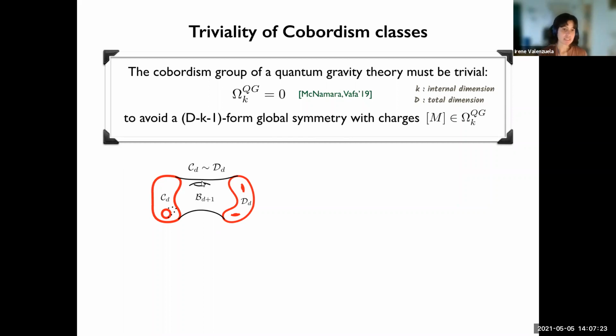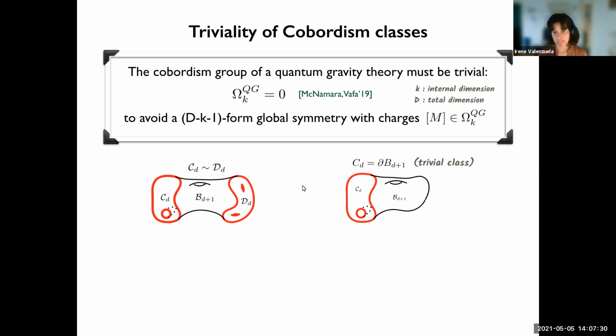And the thing is that this equivalence relation has an abelian group structure and has a trivial element, which is the case in which a manifold is a boundary by itself. Okay, so that it can be the boundary of another manifold of one dimension more. So in particular, you can shrink it to a point.